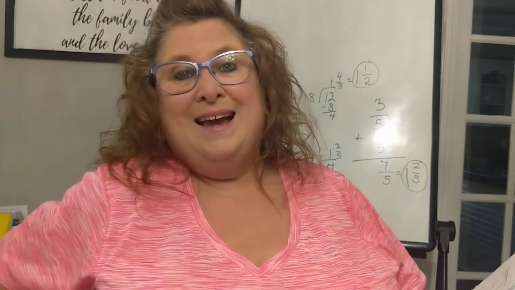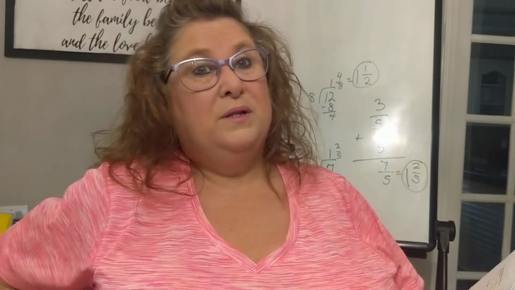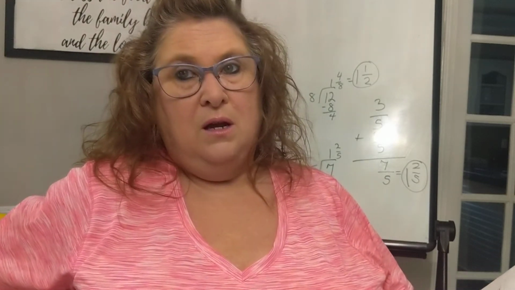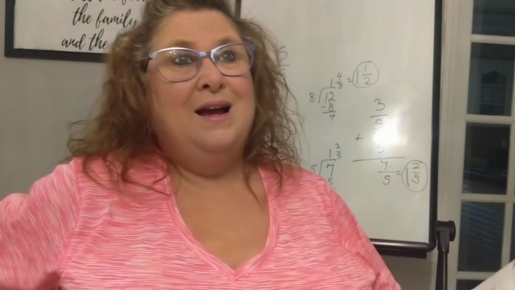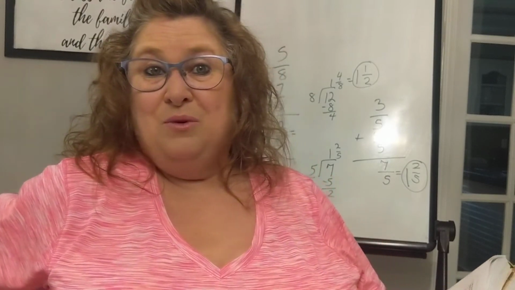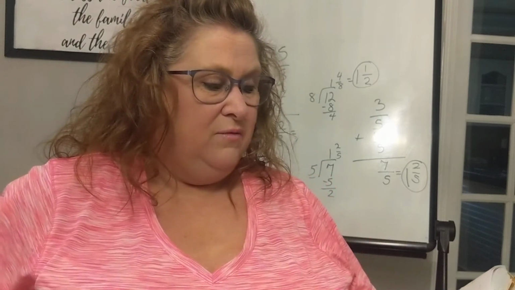What about 6/9? Can we count by 6s and get to 9? Nope. So let's check our factors. We have 1 times 6 and 2 times 3. For 9, we have 1 times 9 and 3 times 3. Was there a common factor in there besides 1? There was, and it was 3. So that number is not in its lowest form.